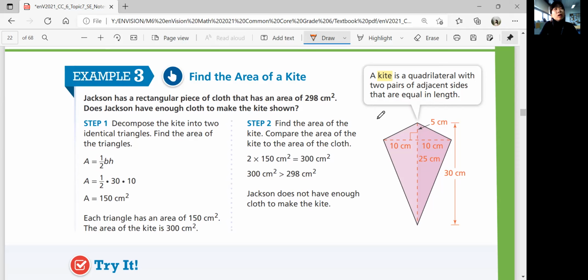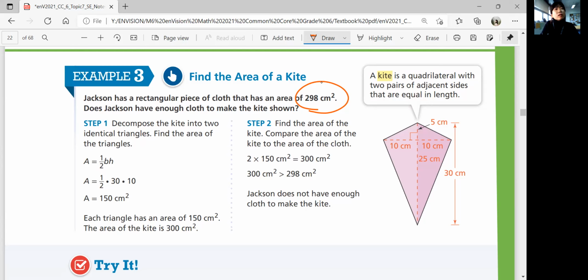That's a kite. So Jackson has a rectangular piece of cloth that has an area of 298 centimeters square. Does Jackson have enough cloth to make the kite shown? So he has a cloth of this area. We want to see if the kite is less than that, so that we know he has enough cloth, right? But if the kite's area is greater than that, he doesn't have enough cloth to cover the kite.